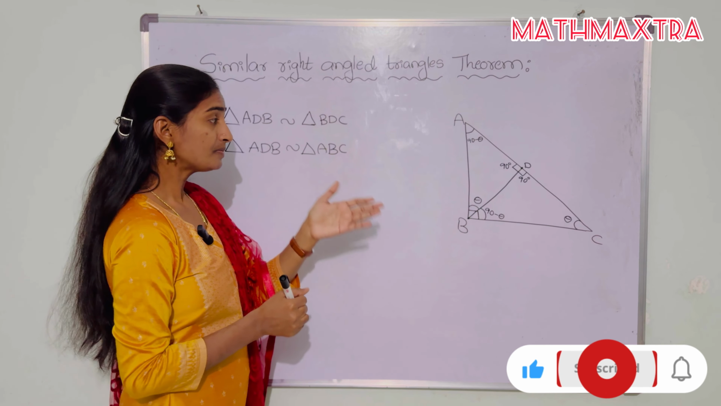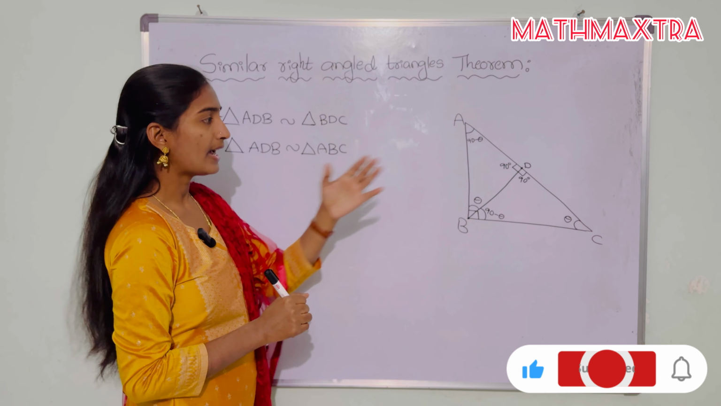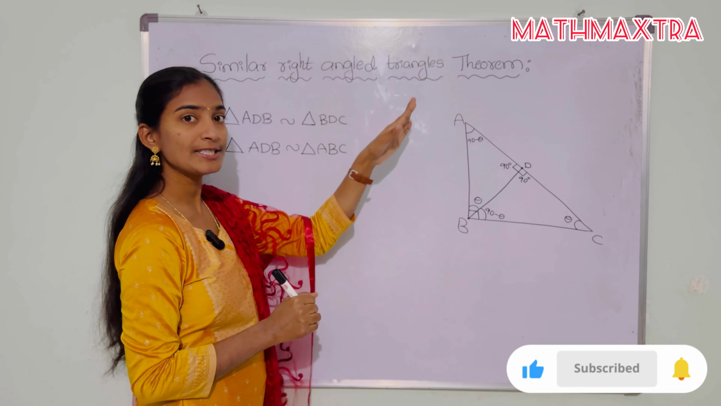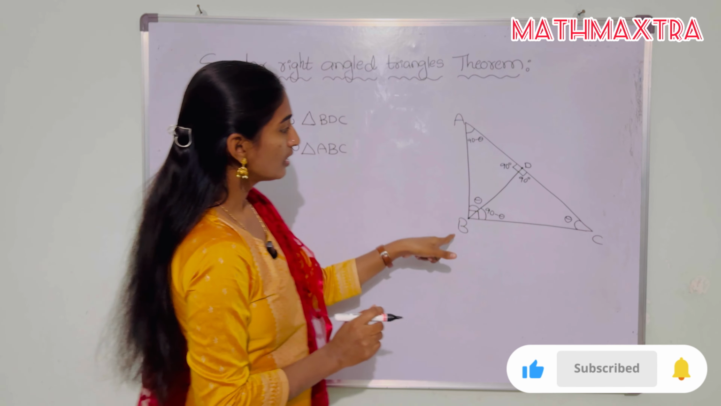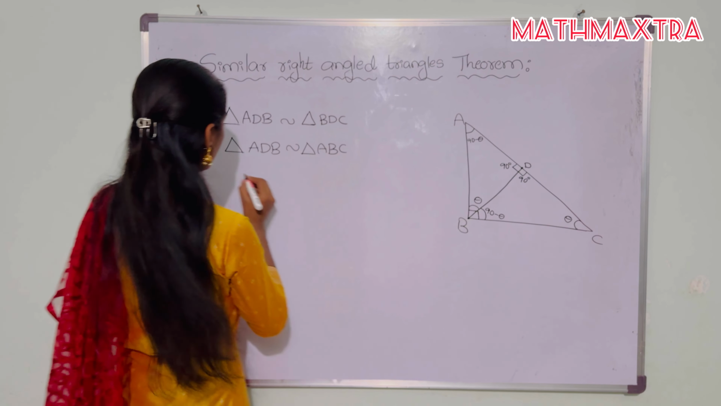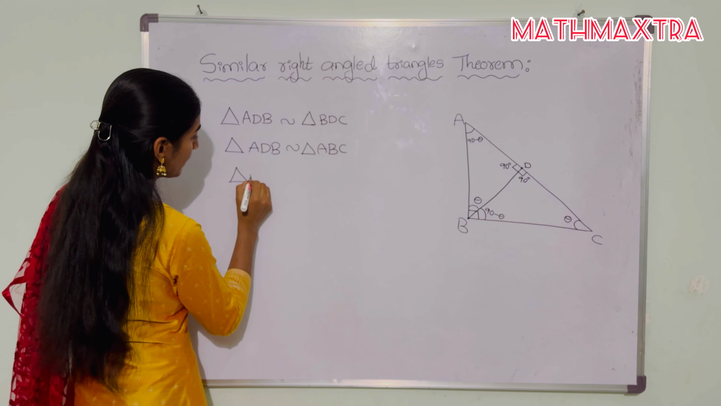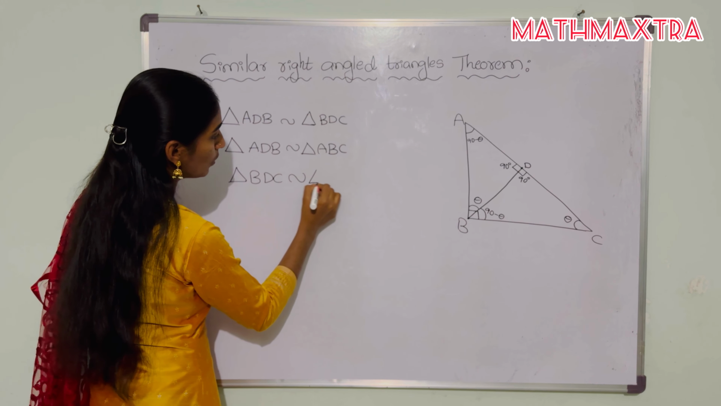That is why we are saying those two triangles are similar to each other, as well as each of these triangles is similar to the bigger triangle. Yes. And you check this other small triangle, which is BDC. Okay, so triangle BDC, which is similar to what?